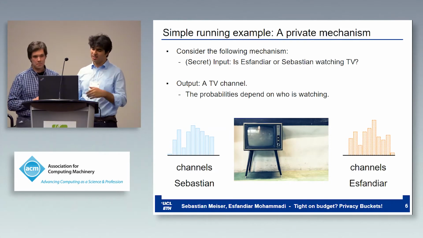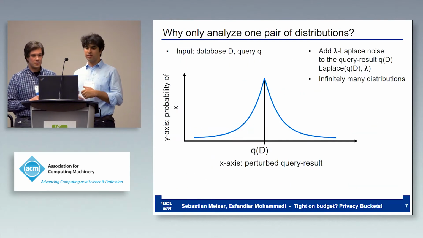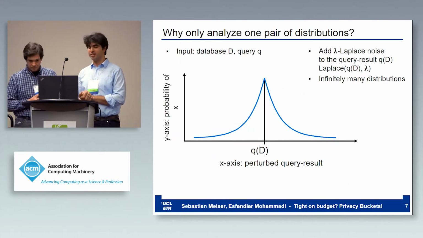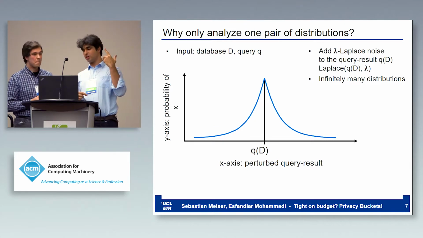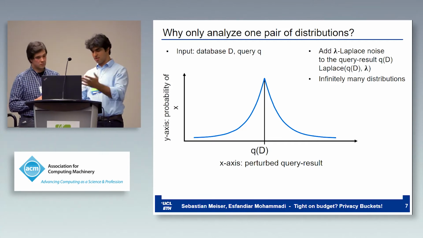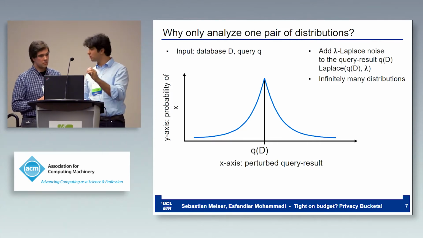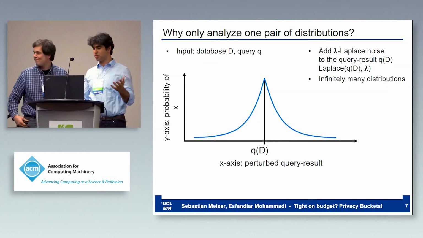Come on, this is really unrealistic. The secret is now an input bit. Why don't we consider a real mechanism? You have a database as input, you get queries as inputs, you compute the query on the database, then you perturb it with the Laplace distribution. But here you don't have a single pair of distributions. You have infinitely many pairs of distributions.